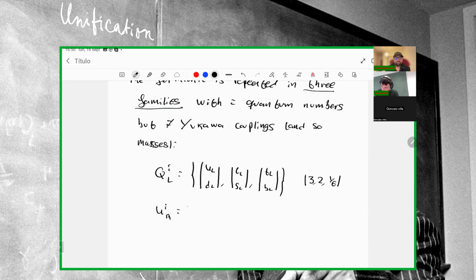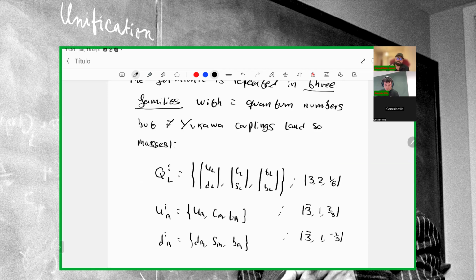The right-handed quarks are the same guys, just the right-handed counterpart. They have the same, the opposite charge under QCD. They are not charged under SU2, and they have some hypercharge. And similarly for the down components, we have DR, SR, bottom R. They transform under SU3, don't transform under SU2, and have some hypercharge.